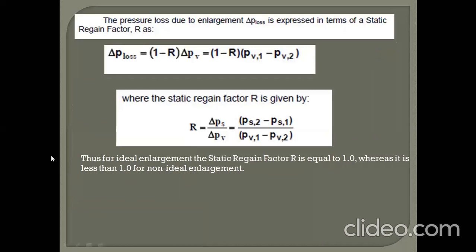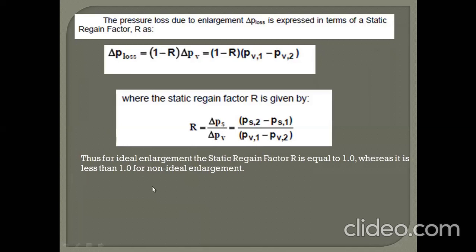So for pressure loss due to enlargement, delta P loss is expressed in terms of the static regain factor R, and the total pressure loss is equal to (1 minus R) delta PV. Delta PV is the velocity pressure loss, PV1 minus PV2. Rearranging the equation, you can write the static regain factor R as delta PS upon delta PV, where delta PS is PS2 minus PS1, and delta PV is PV1 minus PV2.